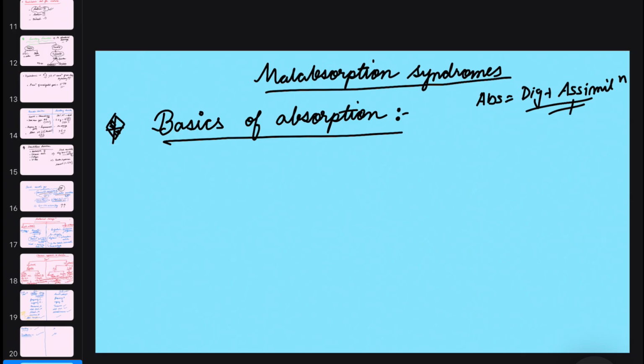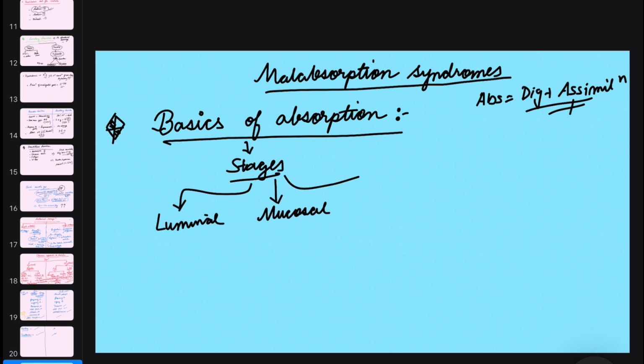What are the different stages in which absorption occurs? The stages in which absorption occurs is, first of all, the luminal phase. Then we have something called the mucosal stage, and then we have something called the post-mucosal stage. Luminal means this is the GI tract. Within the lumen, whatever is happening, that is luminal.